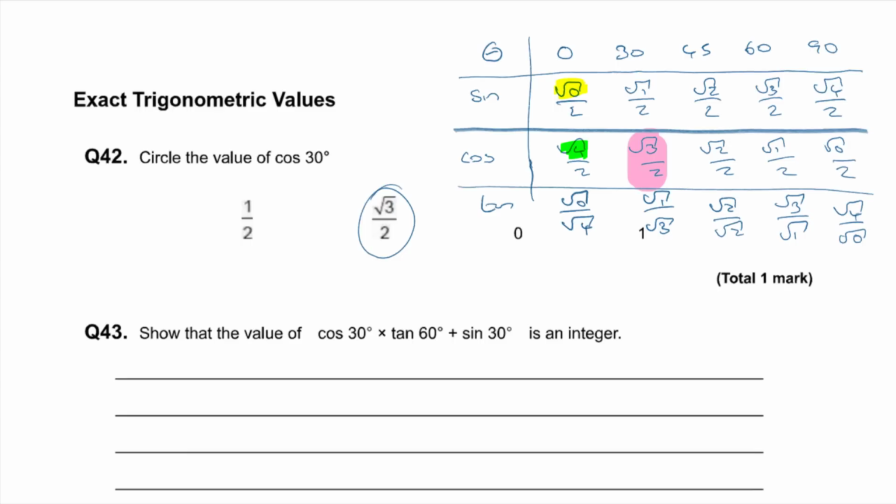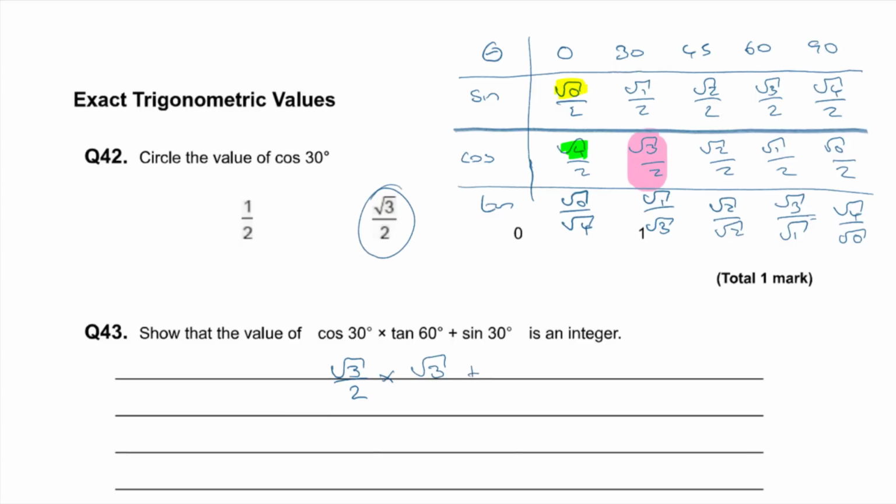Question 43, show the value of cos 30 times tan 60 plus sine 30 is an integer. Well, cos 30 is the one I just had. That was root 3 over 2. I'm going to times it by the tan of 60. Tan 60 on my table says root 3 over root 1, but I know that root 1 is just 1. So that's the same thing as root 3 over 1, or just root 3.